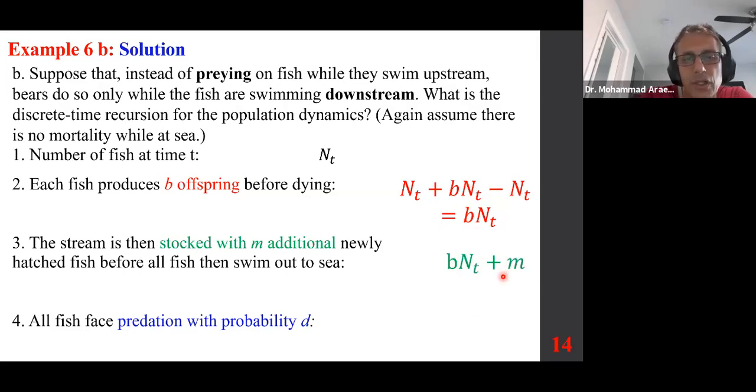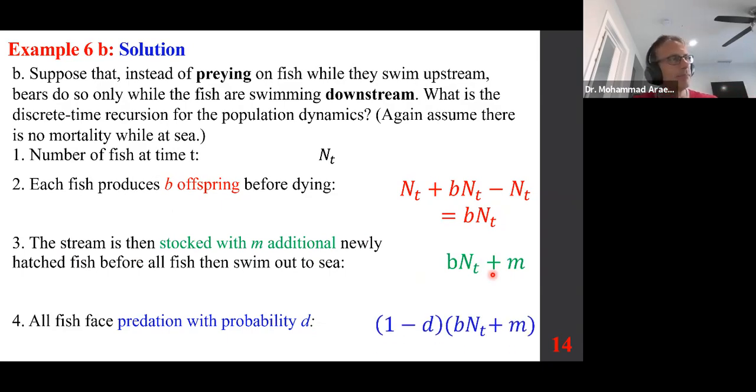Finally, predation takes place with the same probability of D. So if 10% is gone, 90% is left. So 1 minus D times this is left. Okay, 1 minus D times B times N sub T plus M is left.